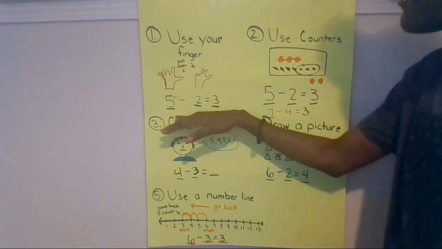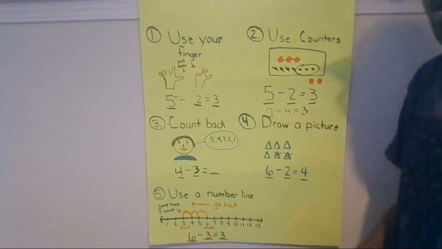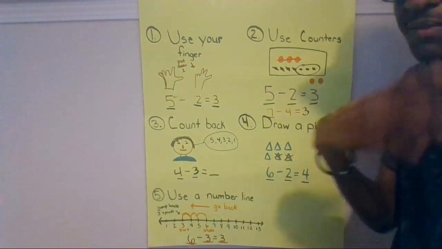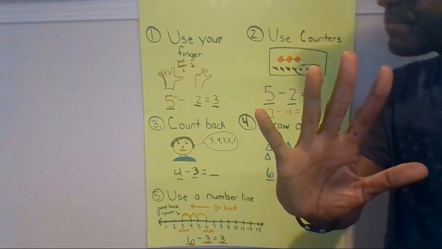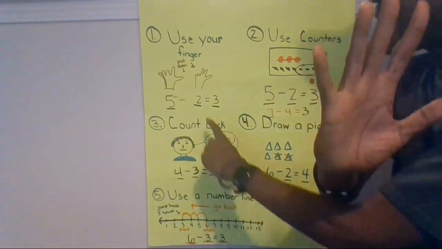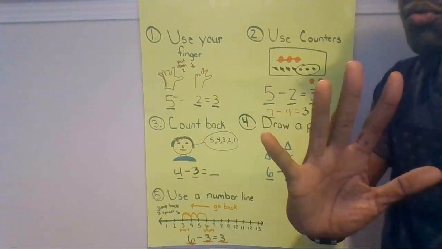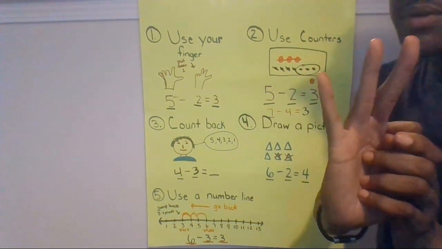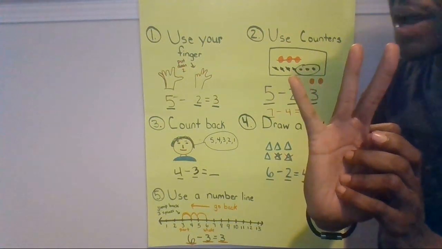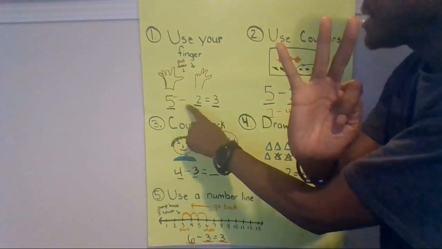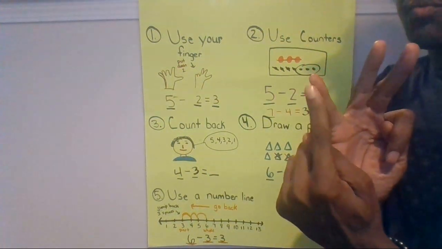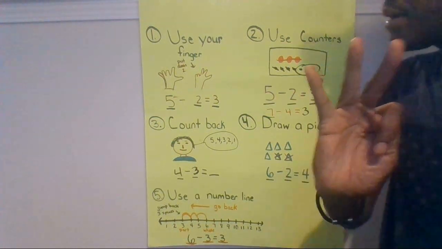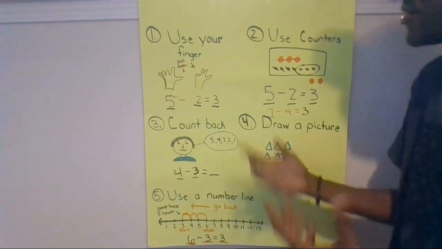All right, so in this problem we have 5 take away 2. So our whole is 5. How many fingers do I need? Just 5, okay? And then the part I'm going to take away is 2. So I'm going to take 2 from the 5. 1, 2. What I have left is my other part that I'm trying to find for my answer. So 5 take away 2 equals, let's count my fingers, 1, 2, 3. 5 take away 2 equals 3. That's the finger method.